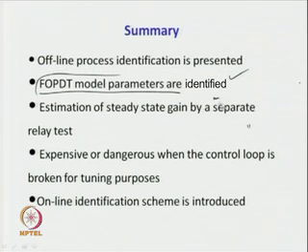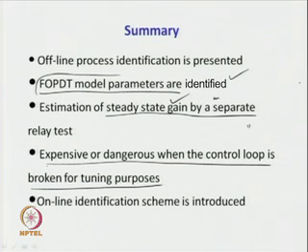Next, it is not possible to estimate accurate values for the steady state gains using the online relay identification scheme. So, estimation of steady state gain has to be done by some separate test or by some other techniques. So, this is one crucial issue, and there is a limitation with the online relay test, mainly in estimating the steady state gains.